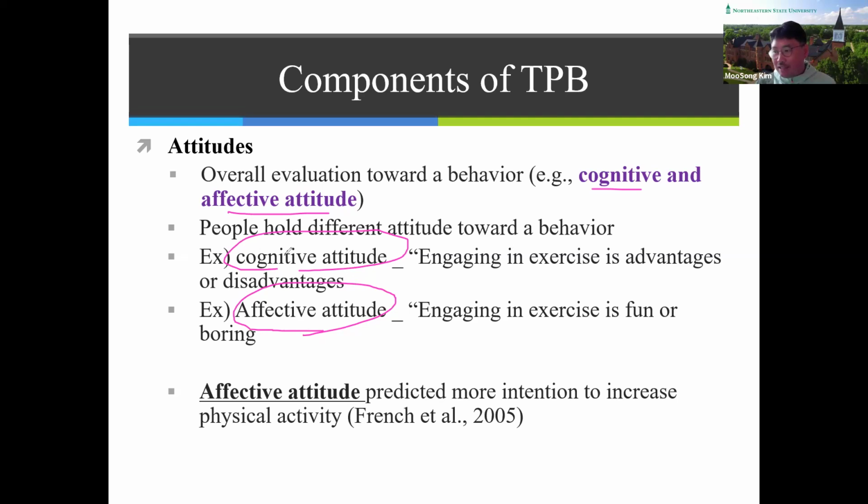So people may have a positive cognitive attitude toward exercise, for example, exercise is good, but people also have a different affective attitude toward exercise. Even though exercise is good, exercise is not fun, it's boring, or something like that. So this can explain why people do not engage in exercise, even though they have a good, positive attitude toward exercise, because their emotional attitude is not positive. According to a study, affective attitude predicts more intention to increase physical activity.